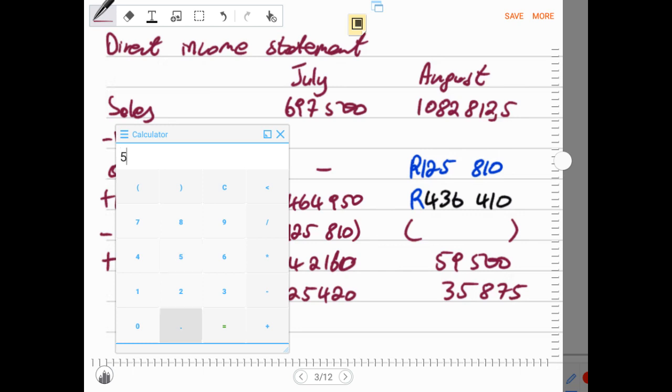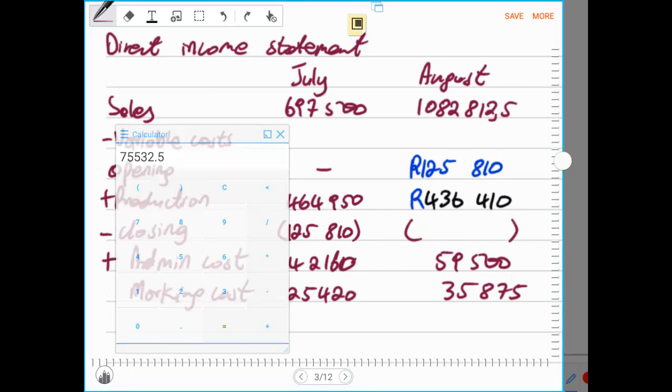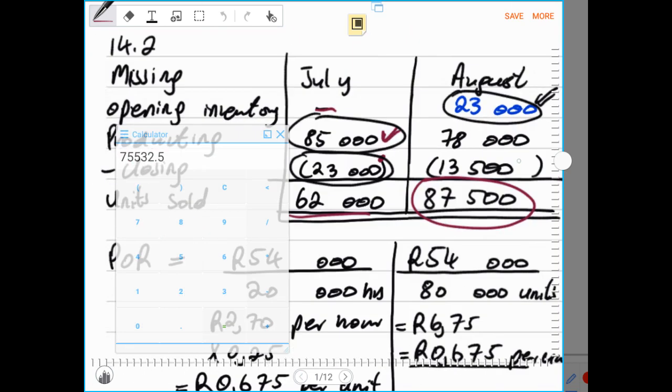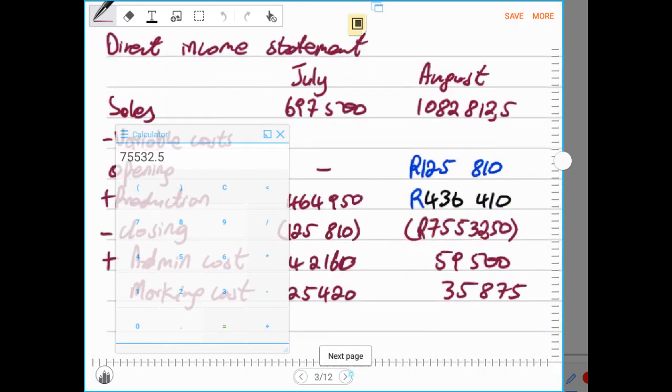Then we say 5.595 times by 13.5, if I'm not mistaken, this will give us a total of 75,532.50. Let me just confirm that the closing was 13.5. Yes, closing was 13,500 for the month of August. So now I am accurate and correct.